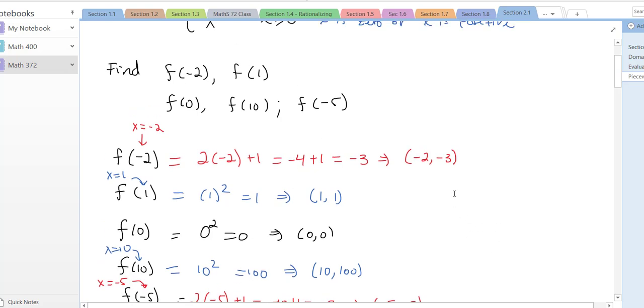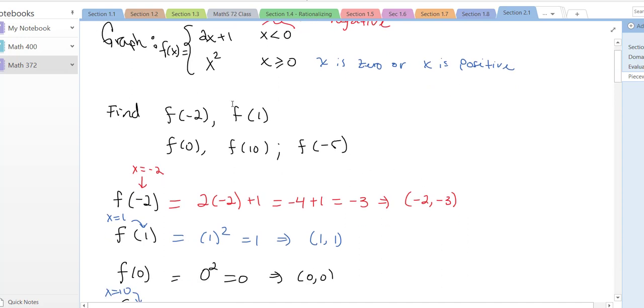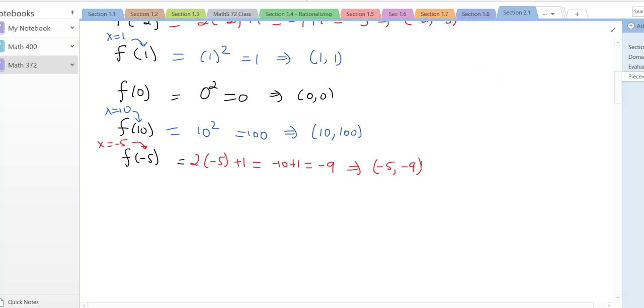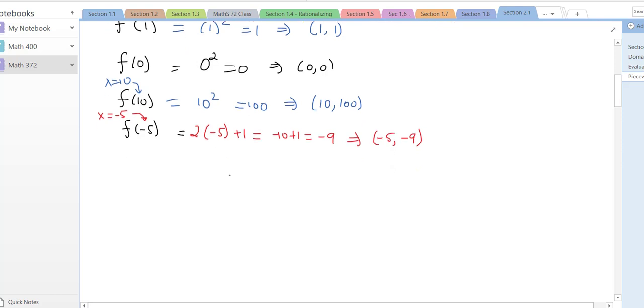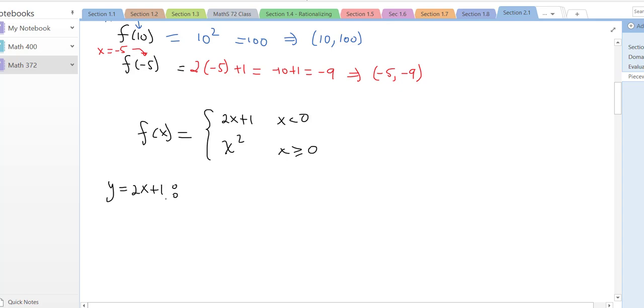Now I did ask to graph it, and graphing it is a different story. We can still use our points found and plot all these points that I found, but we're going to do it by looking at the individual graphs. So my function, let me just rewrite it, is f of x is 2x plus 1 when x is less than 0, and x squared when x is greater than or equal to 0. Normally what I do is I look at the pieces individually. So when y equals 2x plus 1, what does this look like?